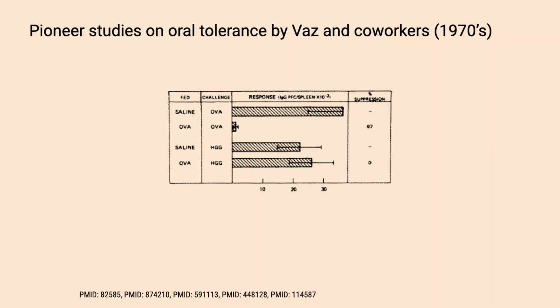And it's specific, obviously, right? If you feed saline and you immunize against another protein of egg, hen, I forgot which protein it is, but it's another protein, HGG, you have anti-HGG antibodies. But if you feed ova, another protein, an animal protein, and you immunize against HGG, you don't have suppression. So what you fed early on controls the immunization response you're going to have.